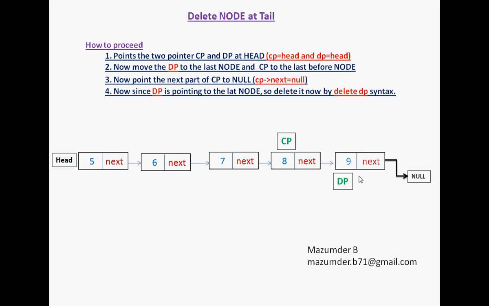Now we will disconnect the last node from the linked list. How will we do this? We will point the next part of the CP node to null. See, this node has been disconnected from the original linked list. Now we will delete the DP from the linked list. The syntax for deletion of the pointer is delete dp. We can see here, now this node has been deleted from the linked list.